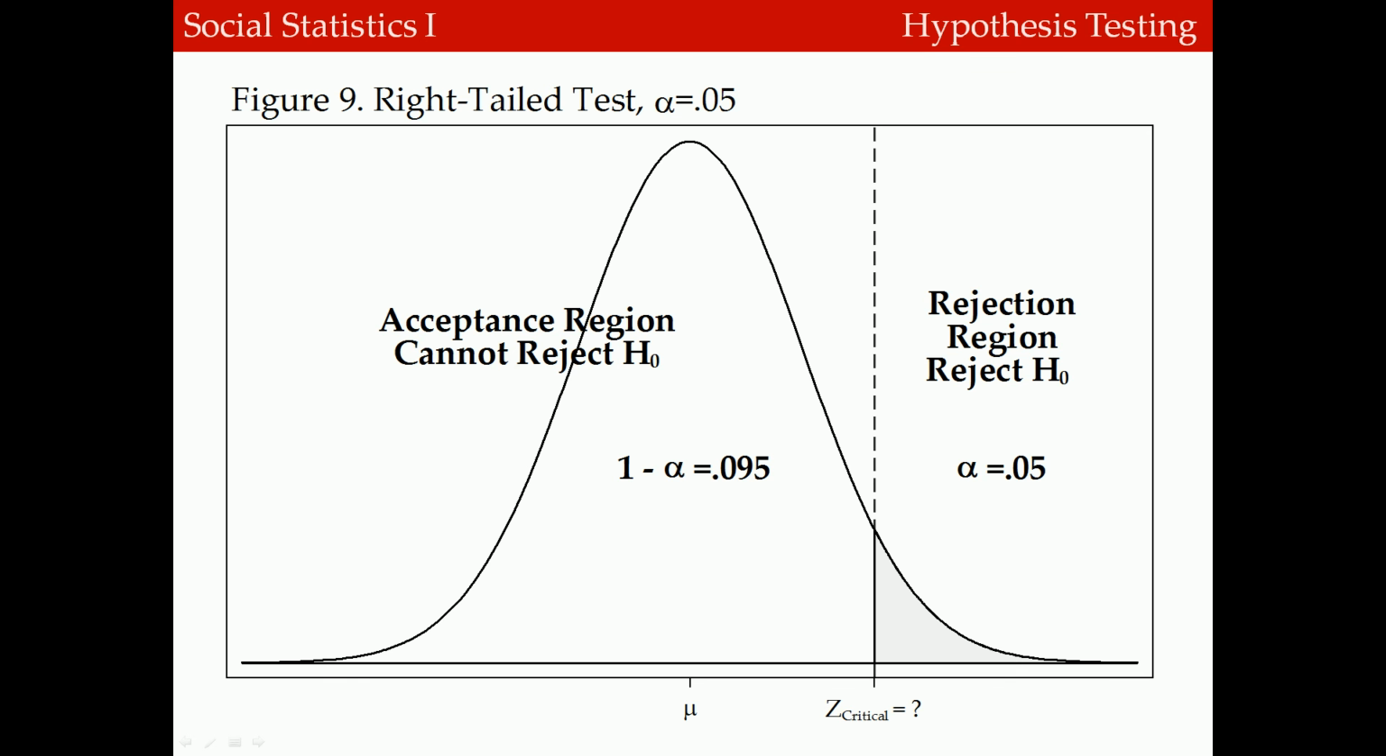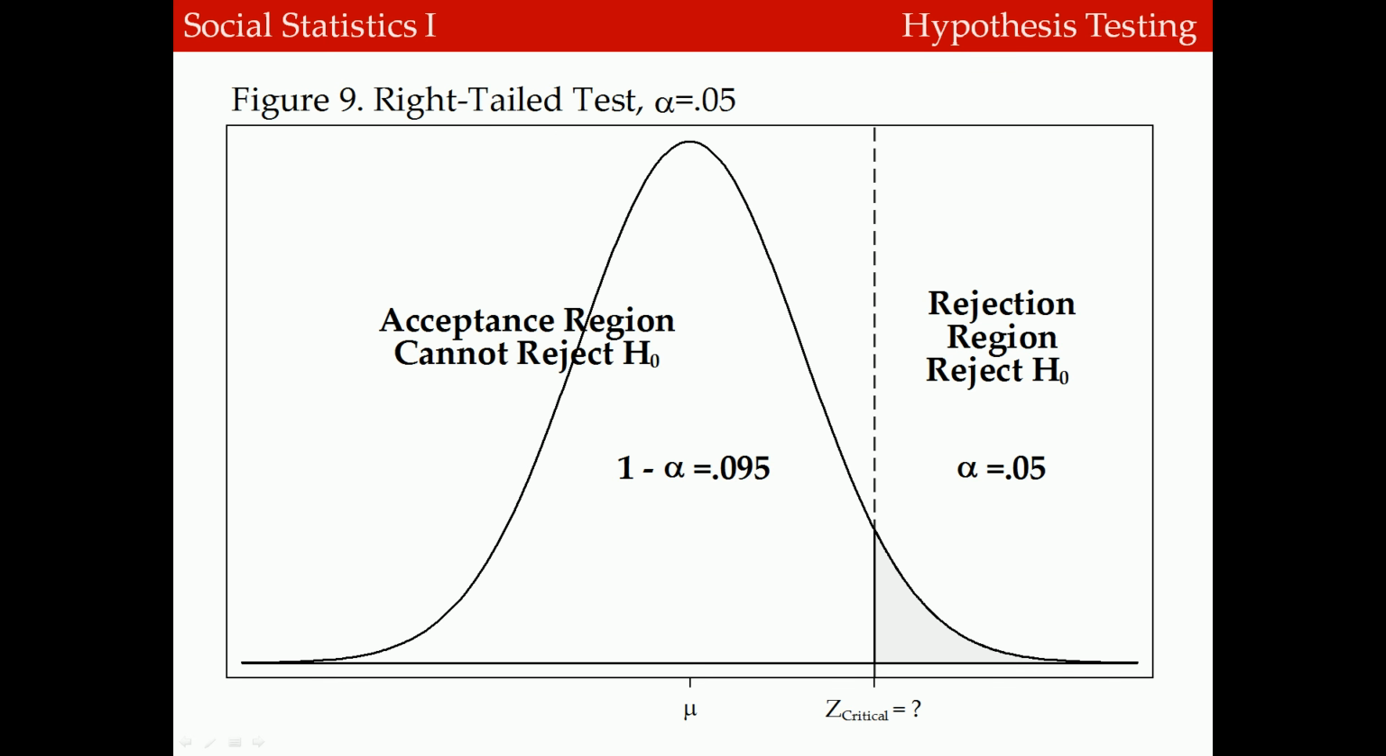Here's an illustration of our rejection region. Notice that this test is going to be completely evaluated in the right tail of the distribution. Why is that? Because recall our research hypothesis was that the value was greater than some value. So we're going to be doing a right-tailed test, and it's going to be evaluated entirely in the right tail of the distribution.